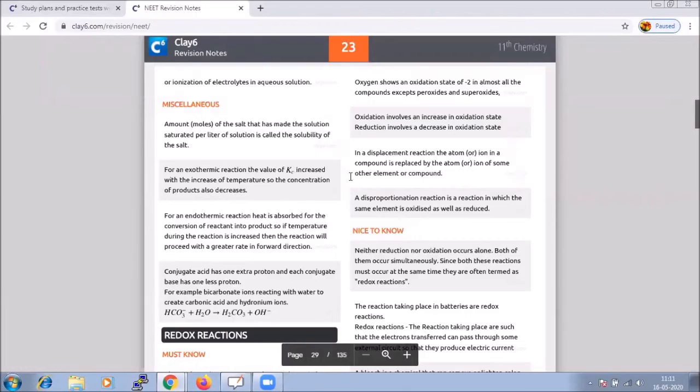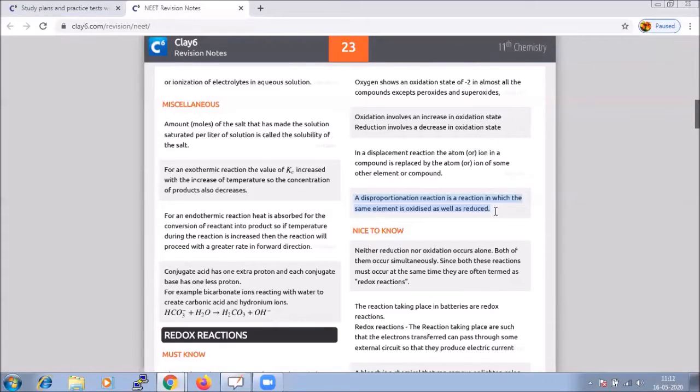And the next reaction is the disproportionation reaction, in which the same element is oxidized as well as reduced. We can conclude that it is a reaction in which the same species is simultaneously being reduced and oxidized. Hence, we say that it is a disproportionation reaction.